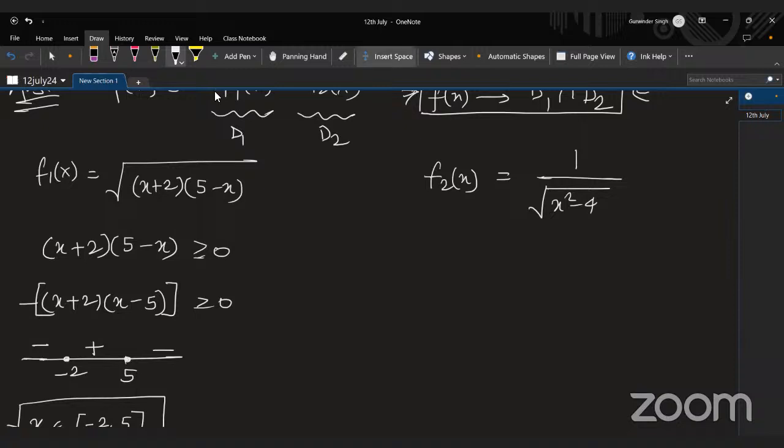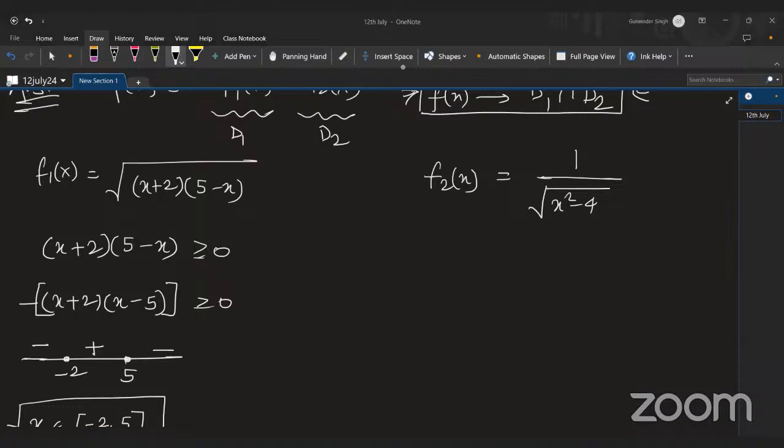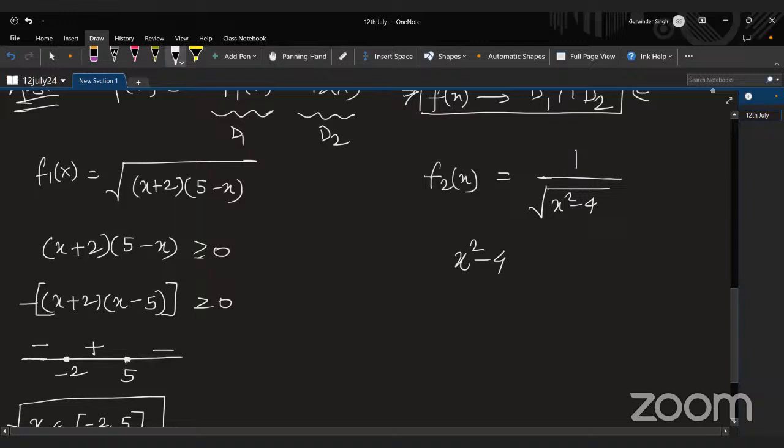So tell me, what will be the case here? What will be the answer in this f2 function? So see, x square minus 4 should be greater than or equal to 0, right? First thing is this. Second thing is x square minus 4 can't be equal to 0. So I can easily figure out that x can't be equal to minus 2 or 2.